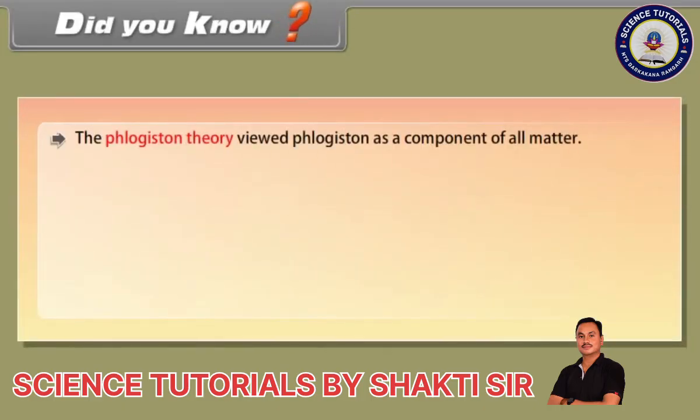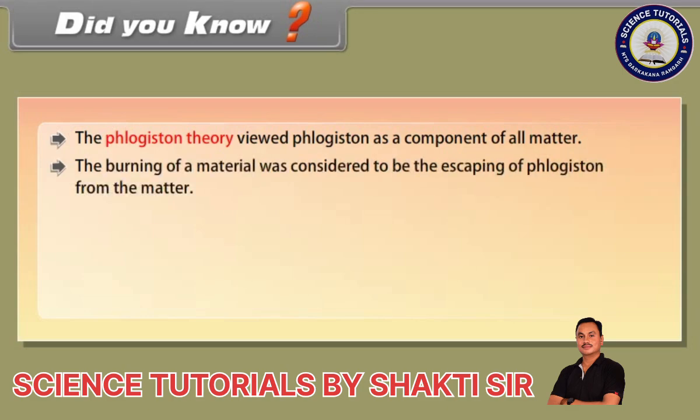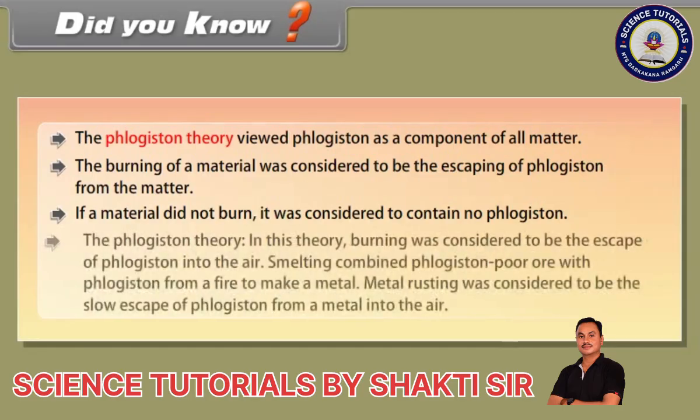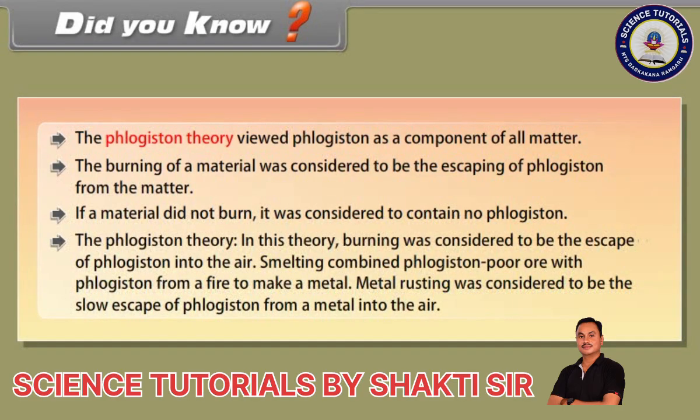Did you know the phlogiston theory viewed phlogiston as a component of all matter? The burning of a material was considered to be the escaping of phlogiston from the matter. If a material did not burn, it was considered to contain no phlogiston. In this theory, burning was considered to be the escape of phlogiston into the air. Smelting combined phlogiston-poor ore with phlogiston from a fire to make a metal. Metal rusting was considered to be the slow escape of phlogiston from a metal into the air.